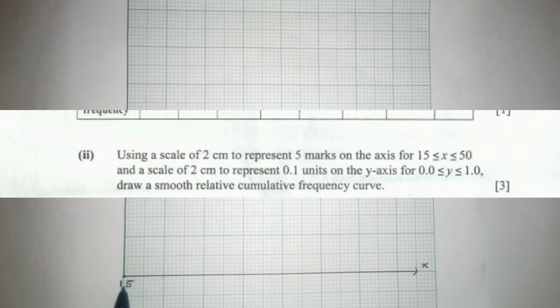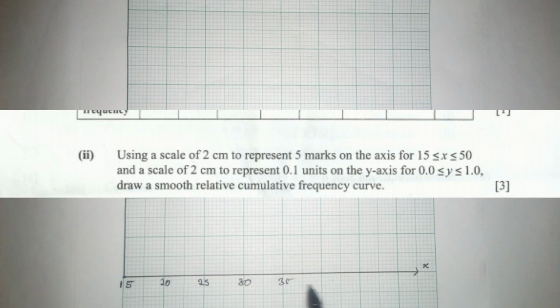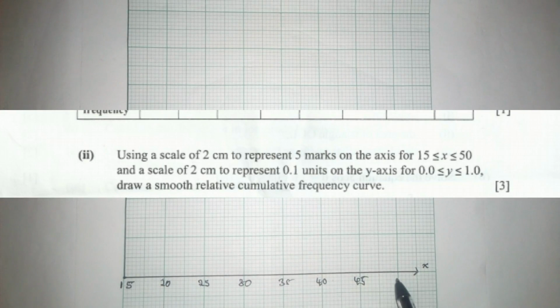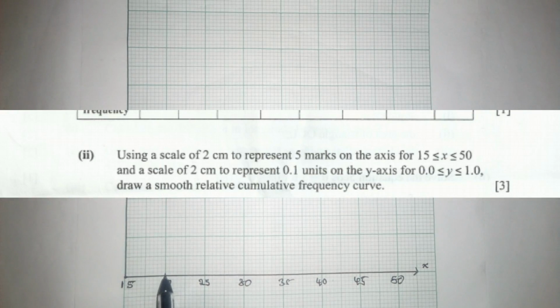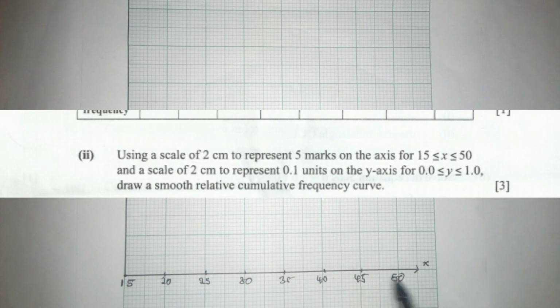So from 15, you add 5, you have 20, 25, 30, 35, 40, 45, and 50. According to the scale, you're supposed to end at 50. So this is where it is ending.